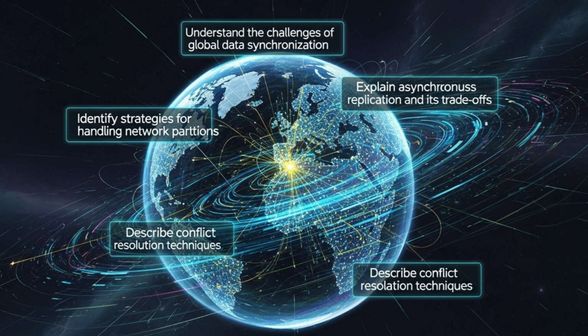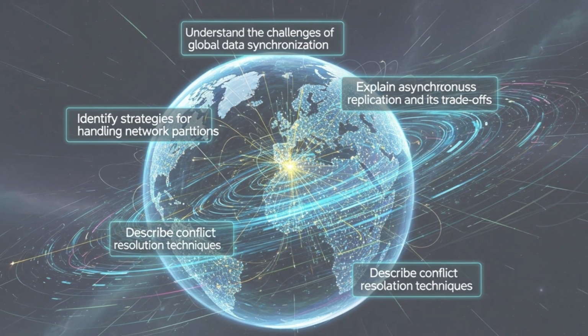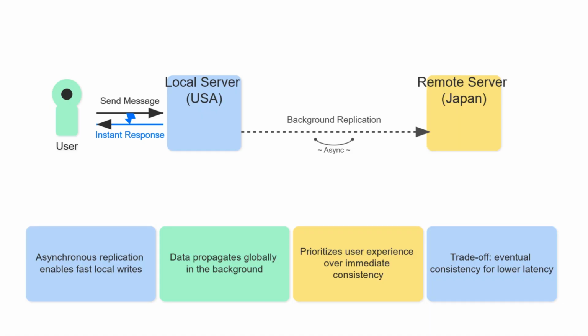Third, we'll cover how to describe conflict resolution techniques in distributed systems. When multiple users modify the same data concurrently across regions, you need smart strategies to merge those changes without data loss. And finally, you'll be able to identify strategies for handling network partitions. Because in a global system, network failures aren't an if, but a when. Let's get started on building bulletproof synchronization systems.